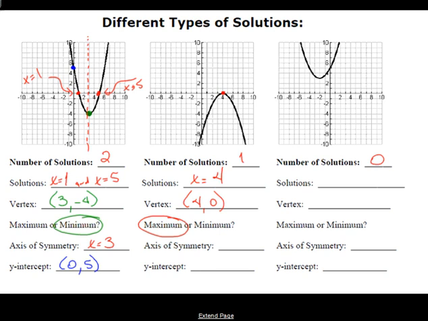My axis of symmetry is this line right here, this dashed line, and it is the same as the x value of my vertex, so x equals 4 is the line. My y-intercept is this point right down here, which would be 0, -8.